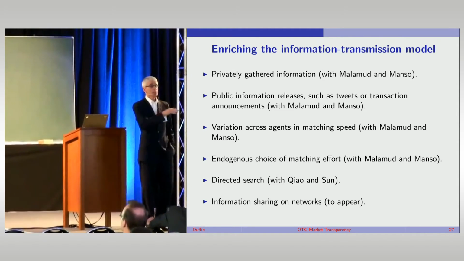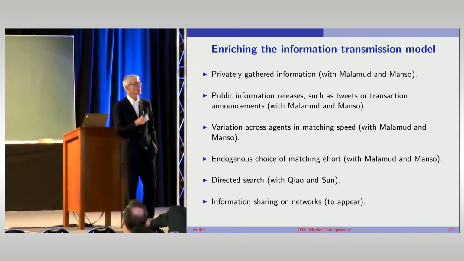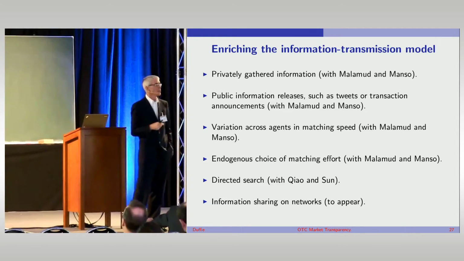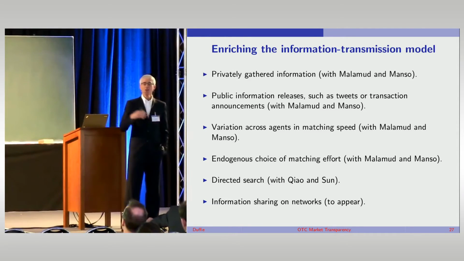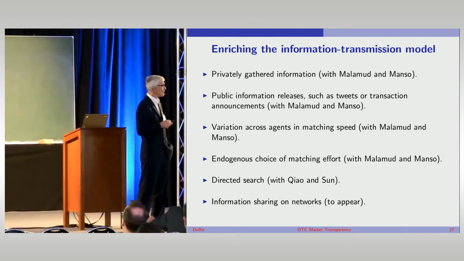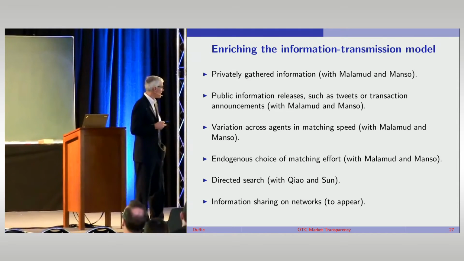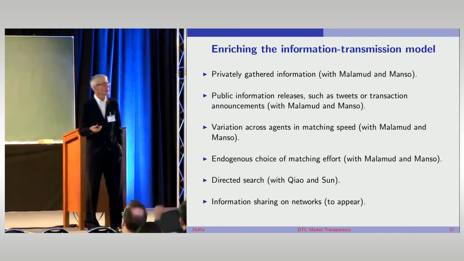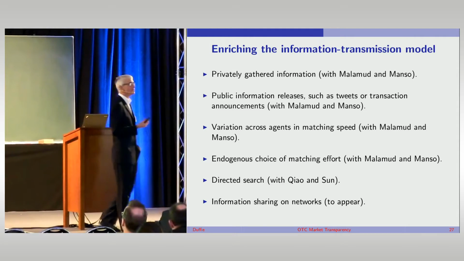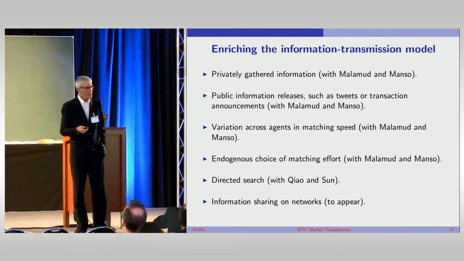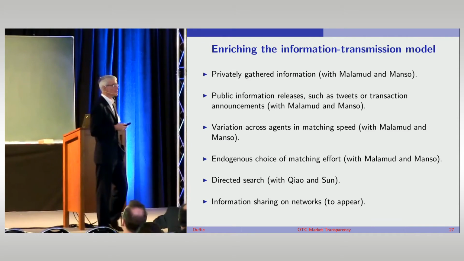You can also have variation across the population in your meeting speeds. Rather than just having a constant lambda, where everyone is meeting each other at rate lambda, we can vary that by whether you're a sophisticated hedge fund or whether you're a sleepy investor like me. I almost never trade. We can also give you the ability to choose how fast you want to trade. Of course, if you want to be a fast trader, you're going to have to invest more in your meeting technology.